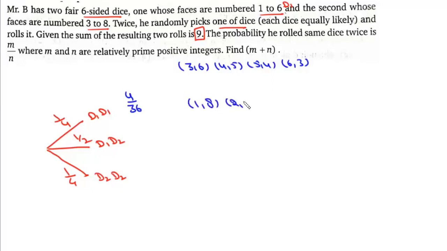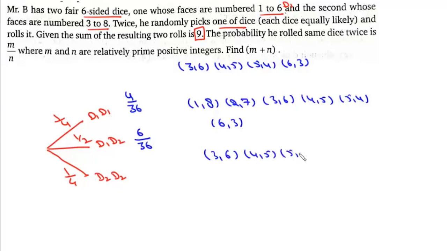Now if it is D1, D2, then it could be 1,8, 2,7, 3,6, 4,5, 5,4 and 6,3. So there will be 6 cases. So then it will be 6 by 36. And if it is both D2, then we'll have 3,6, 4,5, 5,4 and 6,3. So again, it will be 4 by 36.